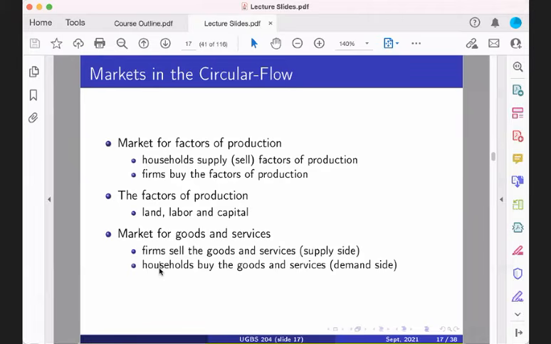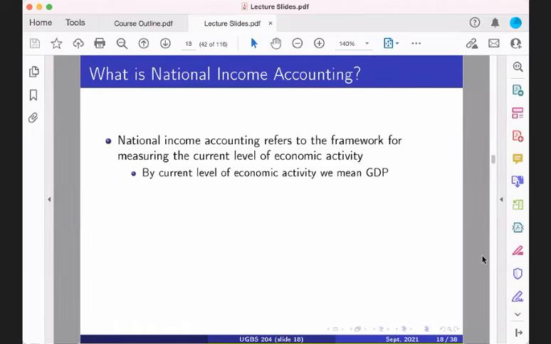Let me take one or two questions. If you have any question, just raise your hand, and I'll allow you to unmute, and then you ask your question. All right. So let's move on to national income accounting. There's one message here.